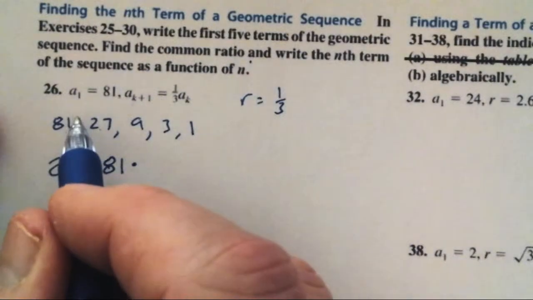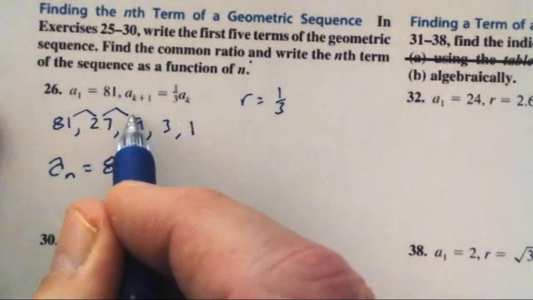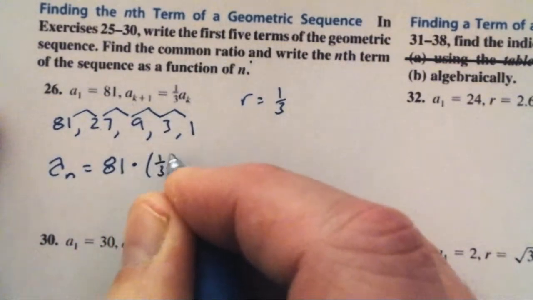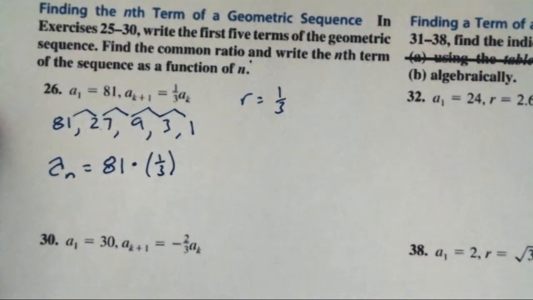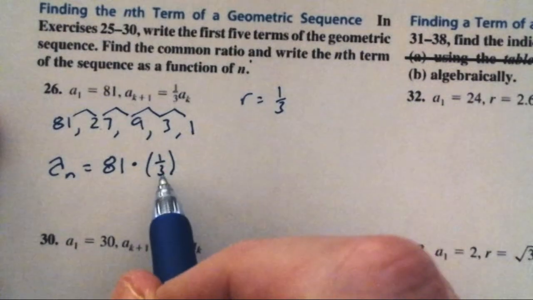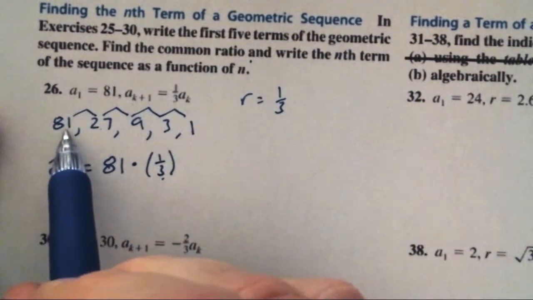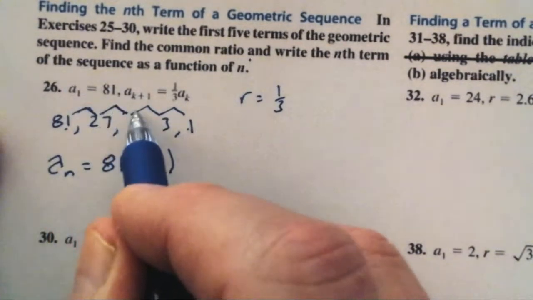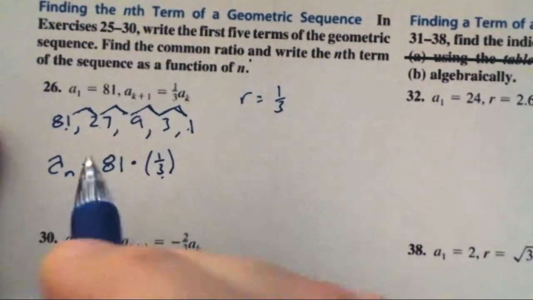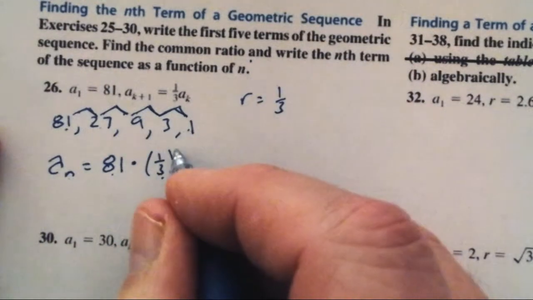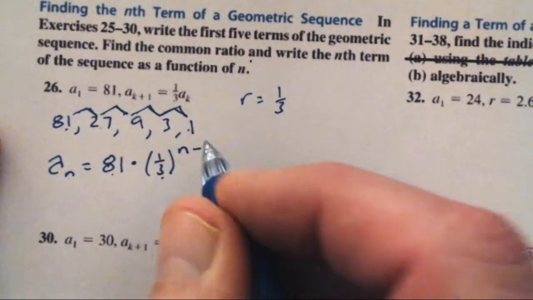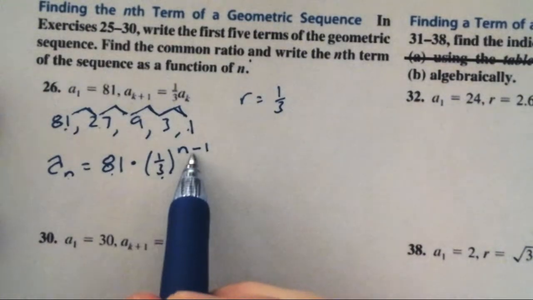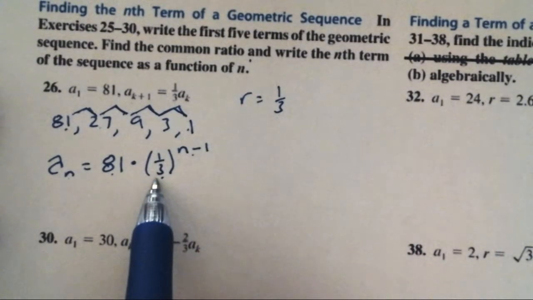Then we multiply by 1/3 and multiply by 1/3, multiply by 1/3, multiply by 1/3. Repeated multiplication implies an exponent. How many times do I need to multiply by 1/3? Well, to get from the first term to the 5th term, we multiply by 1/3 4 times. So to get from the first term to the nth term, our exponent needs to be 1 less than n. That's the number of steps of multiplying by 1/3.